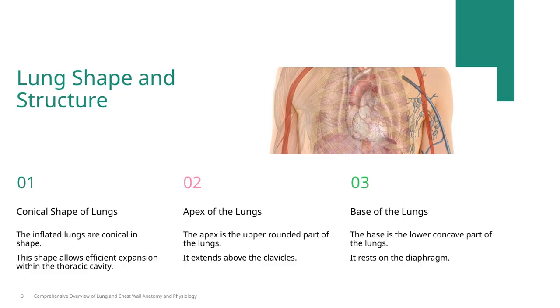Finally, let's consider the base of the lungs. The base is the lower part, which is concave in shape and rests directly on the diaphragm, the large muscle that plays a crucial role in breathing. The connection between the lungs and the diaphragm is vital because it facilitates the movement necessary for respiration. Understanding these key parts, the apex, the conical shape, and the base, provides a solid foundation for grasping how the lungs function within the chest wall, supporting the overall respiratory process.